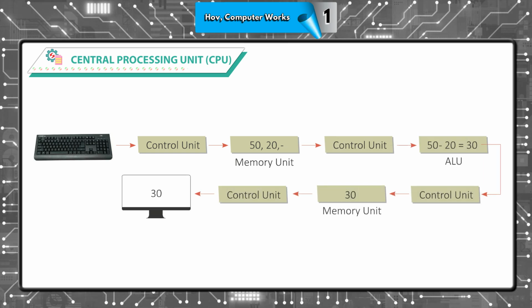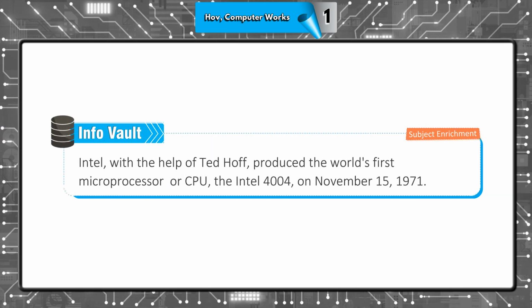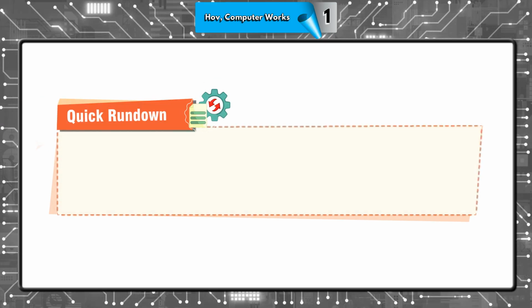Control unit, 50-20, control unit, 50-20=30, control unit. Info Vault. Intel, with the help of Ted Hoff, produced the world's first microprocessor or CPU, the Intel 4004, on November 15, 1971.